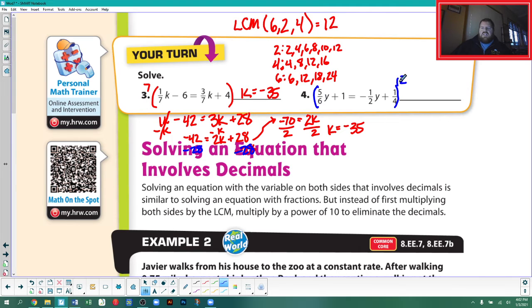Well, 5/6 times 12. 6 and 12 reduced to 1 and 2, so 5 times 2 is 10, so I get 10y. 1 times 12 is just going to be 12. Negative 1/2 of 12 is negative 6. And 1/4 times 12 is 3.